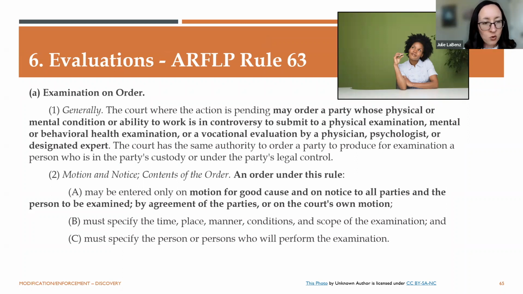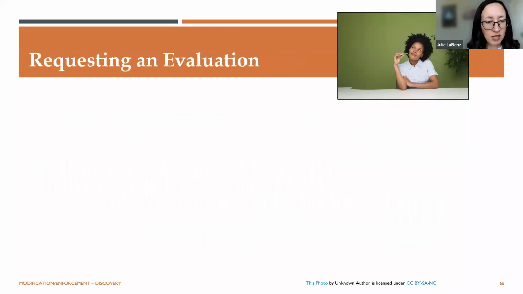So if you want to request an evaluation and the other side doesn't agree, you would need to file a motion for examination, and then within the motion, explain why there's good cause for it, and also propose who's going to do the examination, explain what it's going to cost, who's going to pay for it, all of the details about the examination.